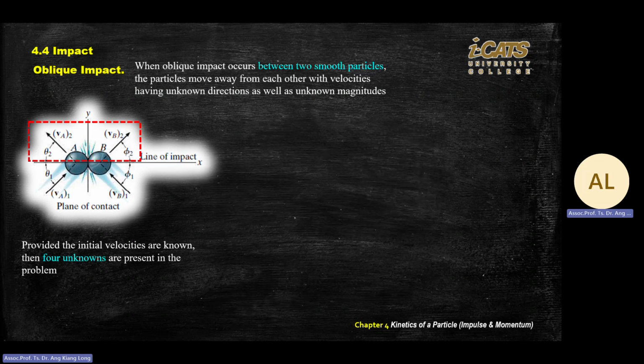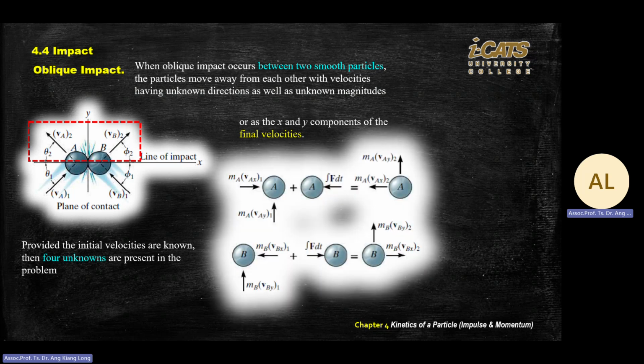Okay, so for oblique, you need to draw the diagram. That means the impact diagram, the line of impact, and also the plane of impact, velocity in and velocity out, and the angle change of the two. Then you solve your question by looking at individual balls or individual objects. You break the velocity vector into x and y.